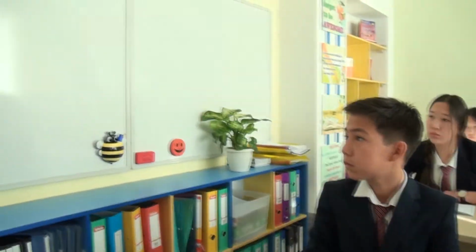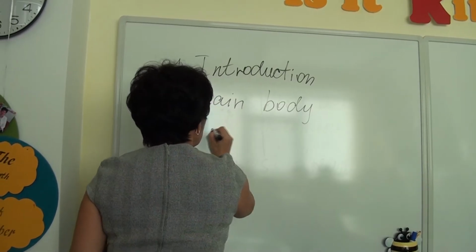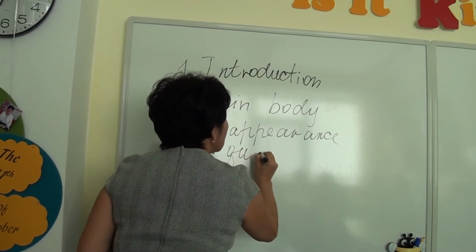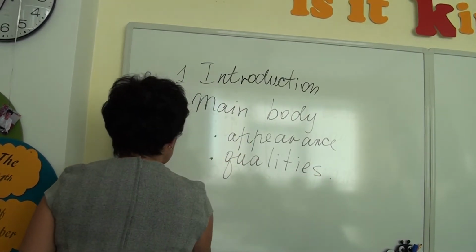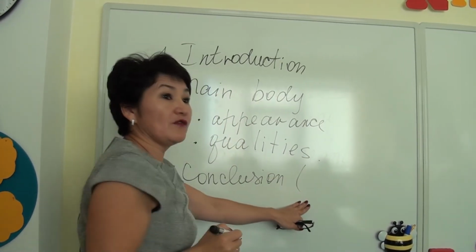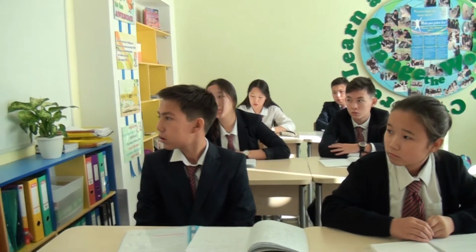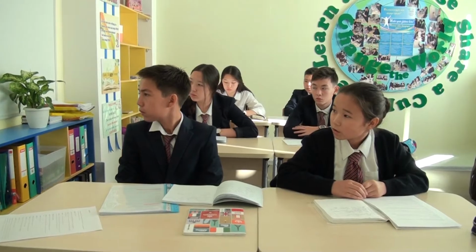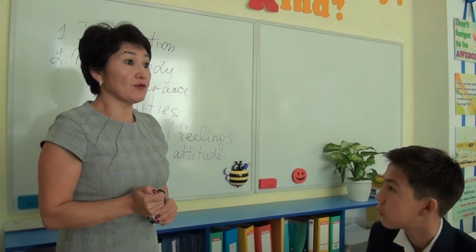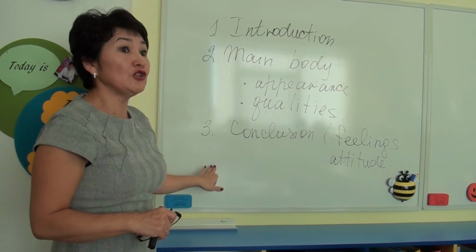Great. So there are the main parts: introduction, main body, where we start with appearance, then her personal qualities. And the last one is conclusion. So please tell me what kind of information we are going to include in our conclusion. Our feelings. Feelings and attitude. Great, attitude towards this person. Now please again analyze your writing passage and identify where you have organized these parts in your writing passage.